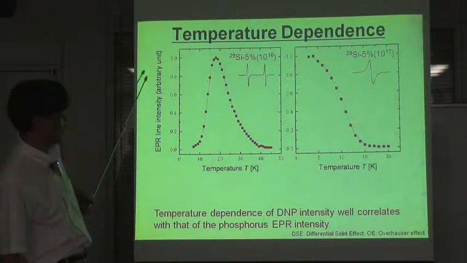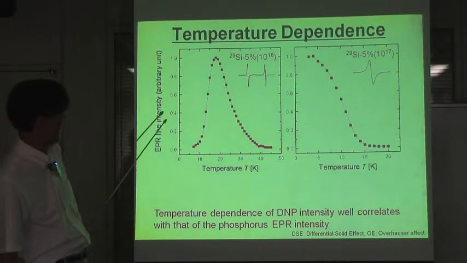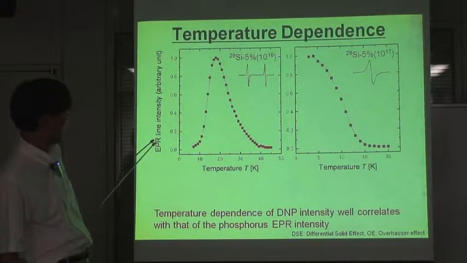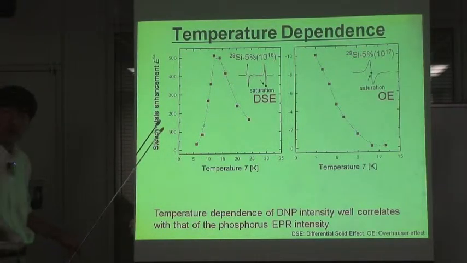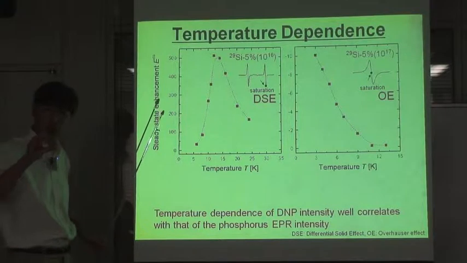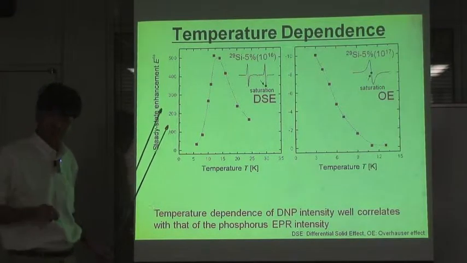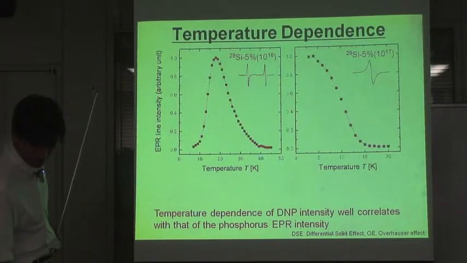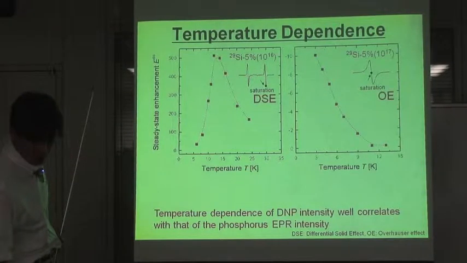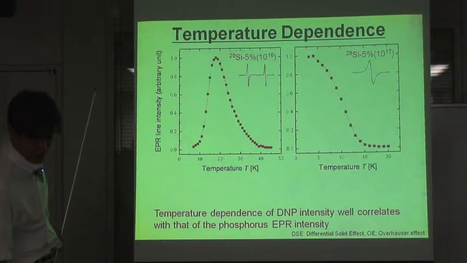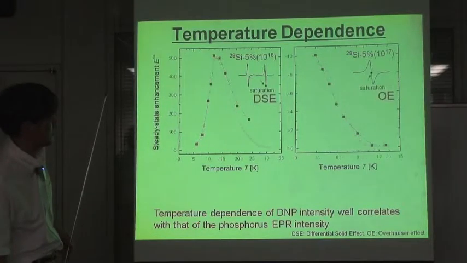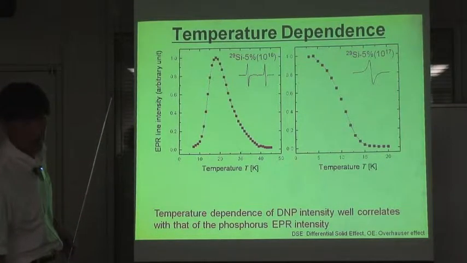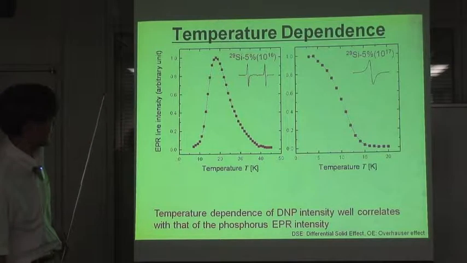Now I'm going to change the vertical axis, from EPR line intensity to 29 silicon NMR intensity. But you don't see any difference, because this is NMR intensity, this is EPR intensity. It has exactly the same temperature dependencies. Okay?